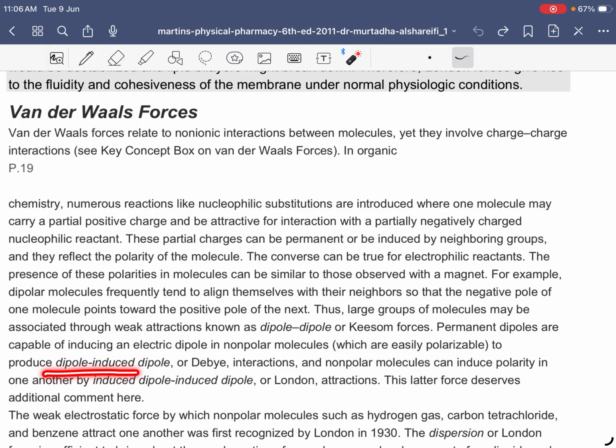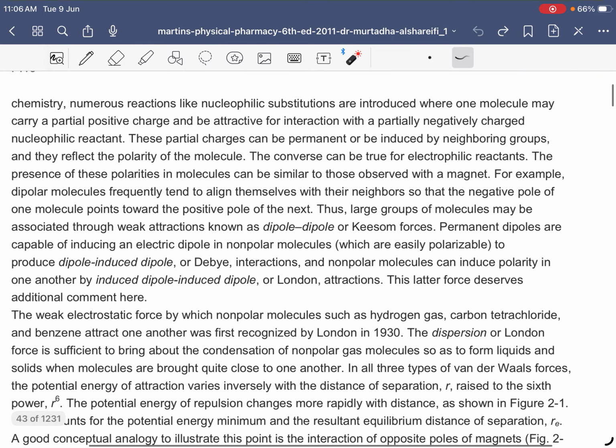To produce dipole-induced dipole, or Debye interaction, a non-polar molecule can induce polarity in another. Non-polar molecules can also induce polarity in one another by induced dipole or London attraction. This latter force deserves additional comment here. The weak electrostatic force by which nonpolar molecules such as hydrogen gas, carbon tetrachloride and benzene attract one another was first recognized by London in 1930.